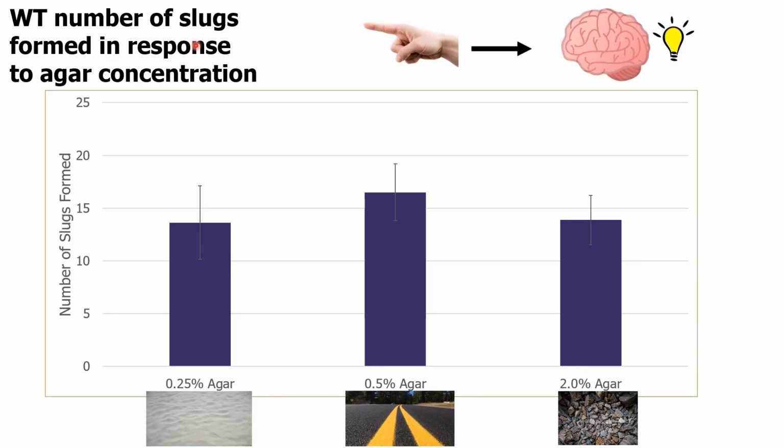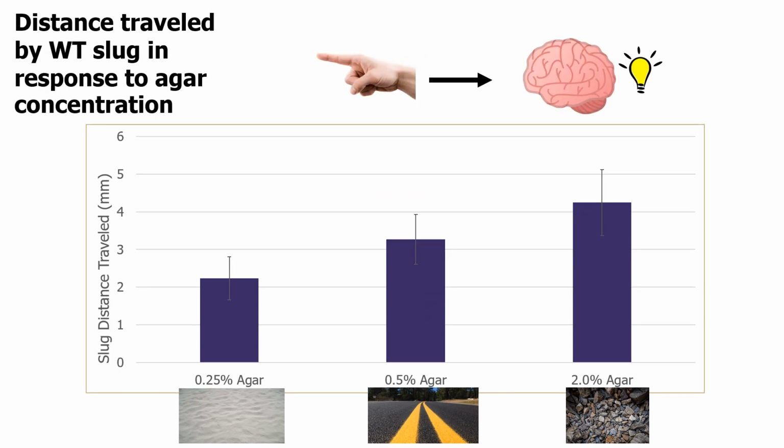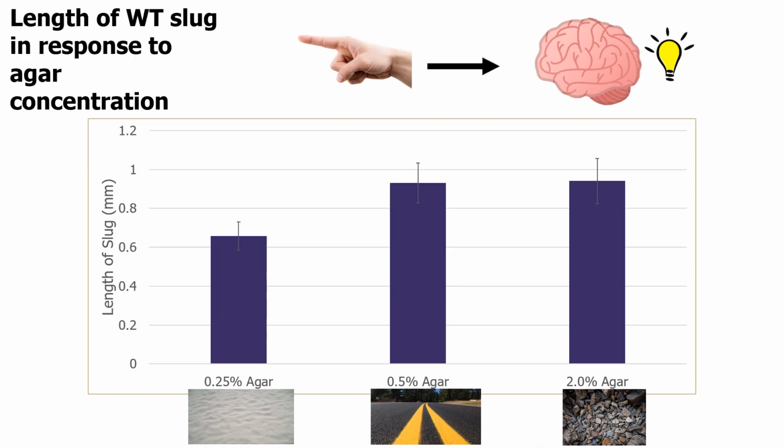Our results showed that for the wild type, or the no disruption of signal, there was no difference in the number of slugs formed on the 3 different physical stressors. This is the same for the distance traveled of the wild type slug in response to our 3 physical stressors. This is going to be a common theme throughout this presentation, so bear with me. The length of the wild type slug in response to our physical stressors is also not going to differ.